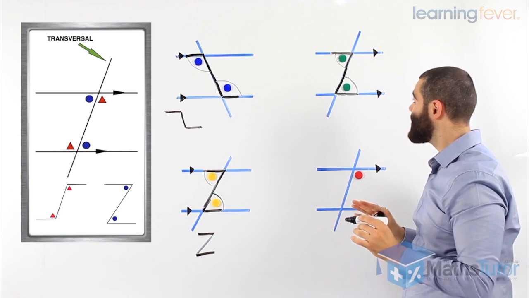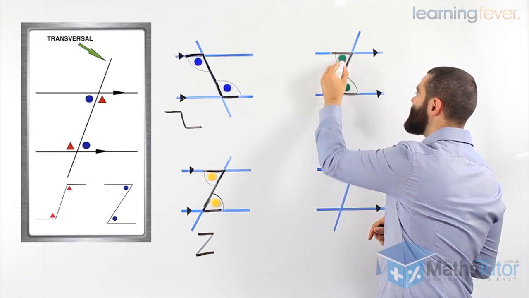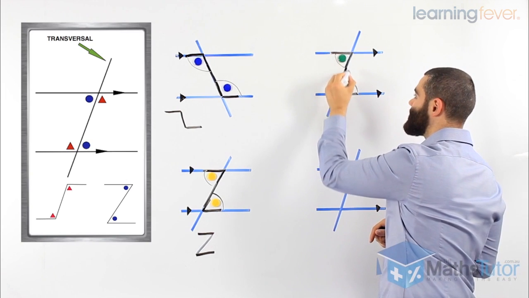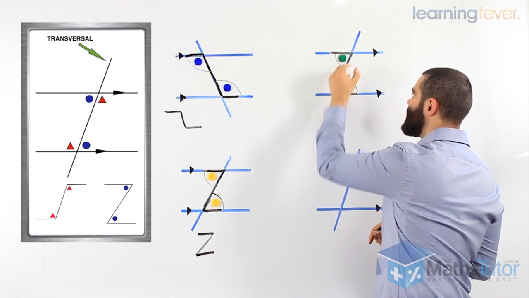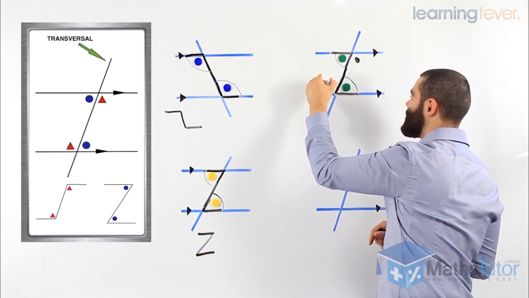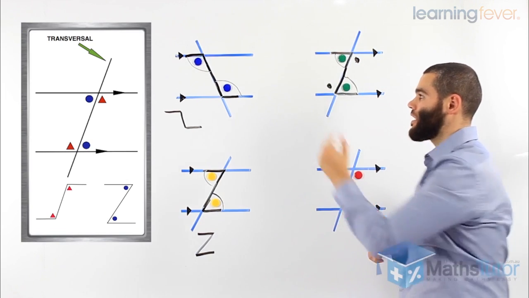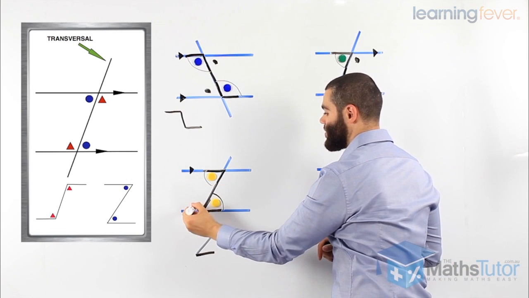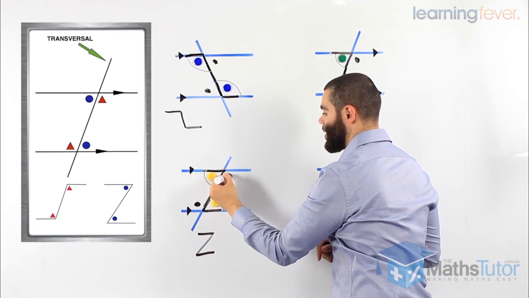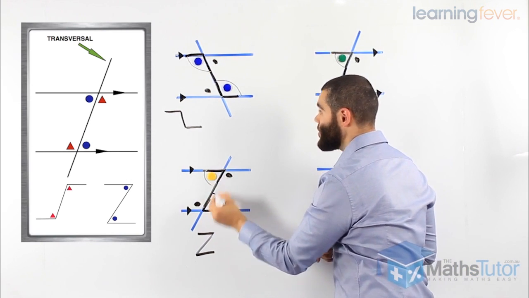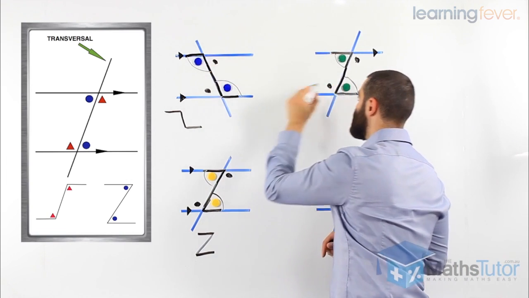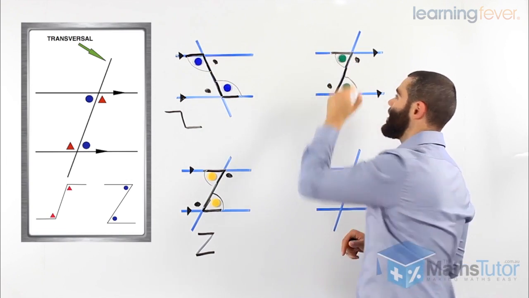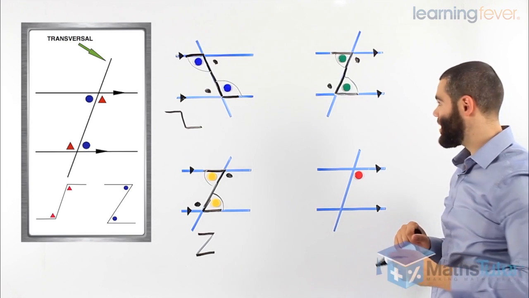And if you notice already, they're basically on opposite sides of the transversal. These are alternate, and this angle here is alternate to that one there. Same thing here. That is alternate to that as well. And this angle here is alternate to that one as well. Alternate here, and alternate angles there as well.